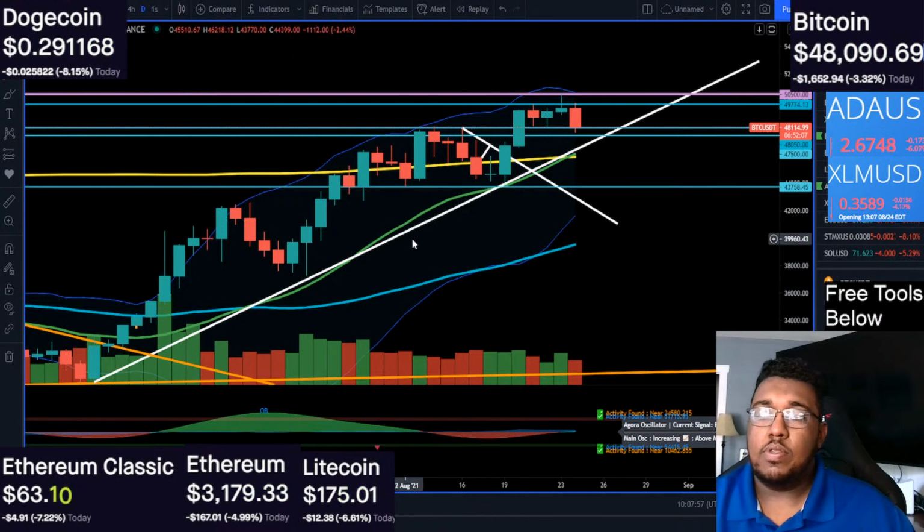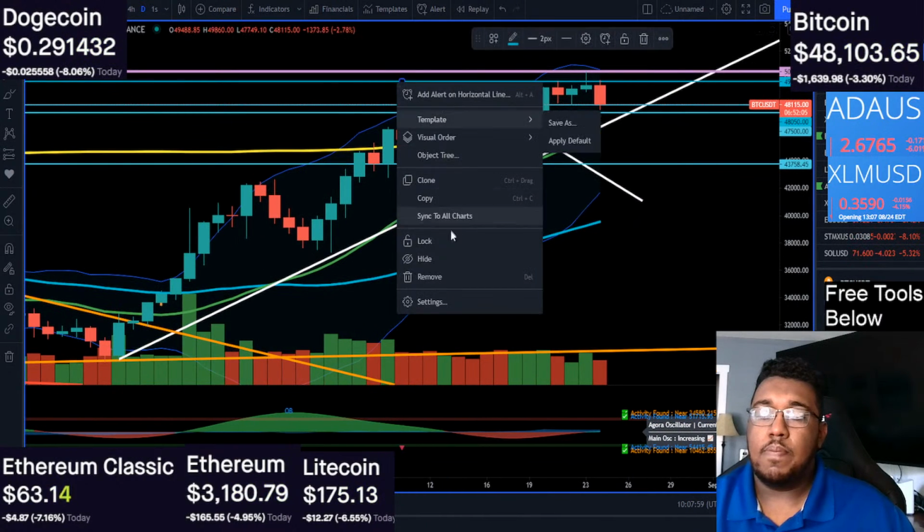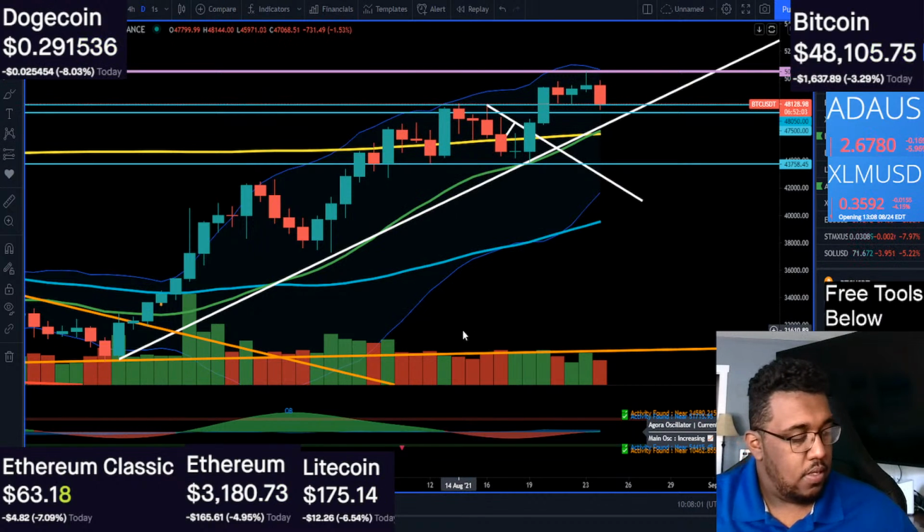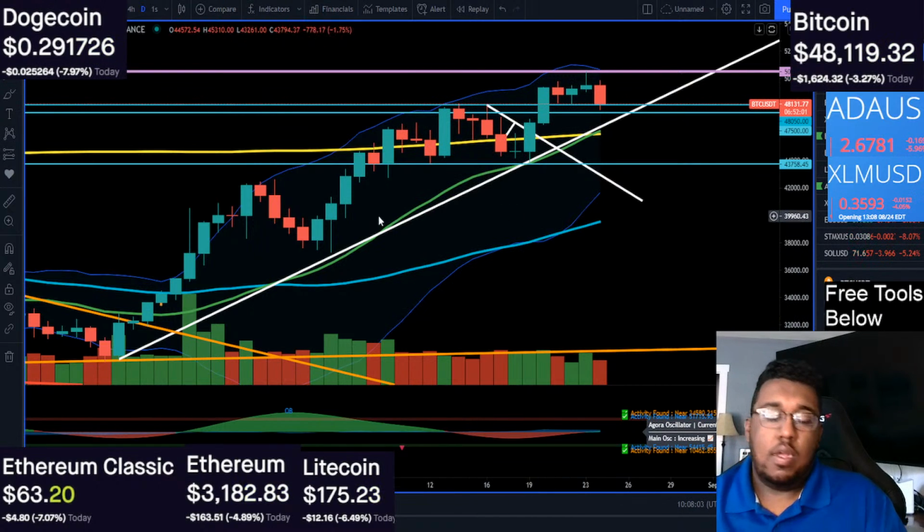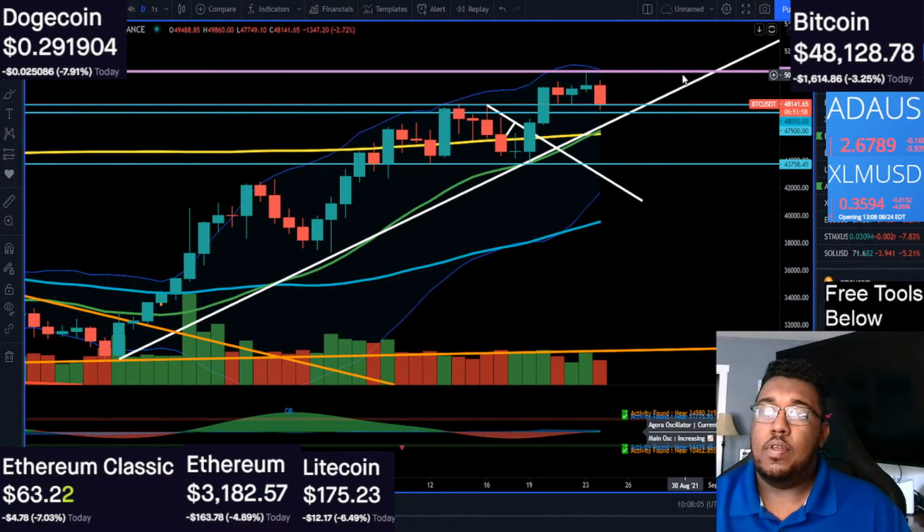Oh yeah, we need that. We need the support levels there. Maybe this one I can take away. All right, there we go. All right, we're still very much above this trend line right here.